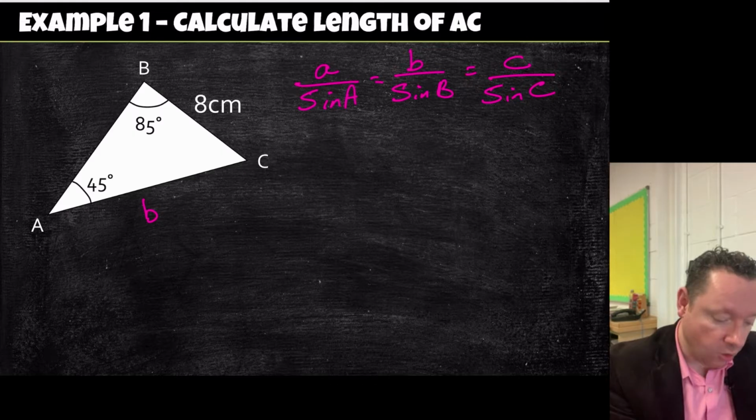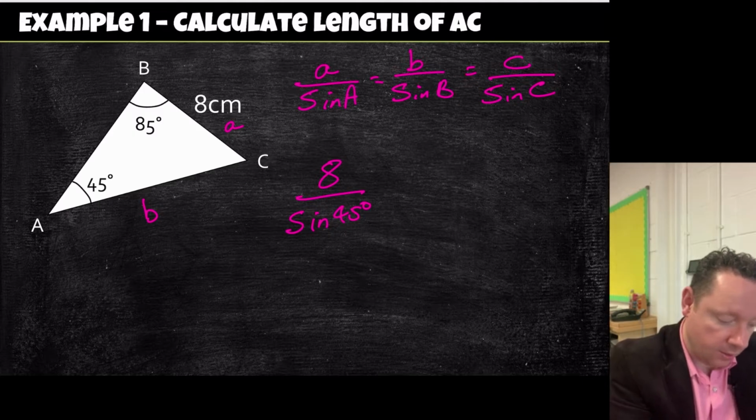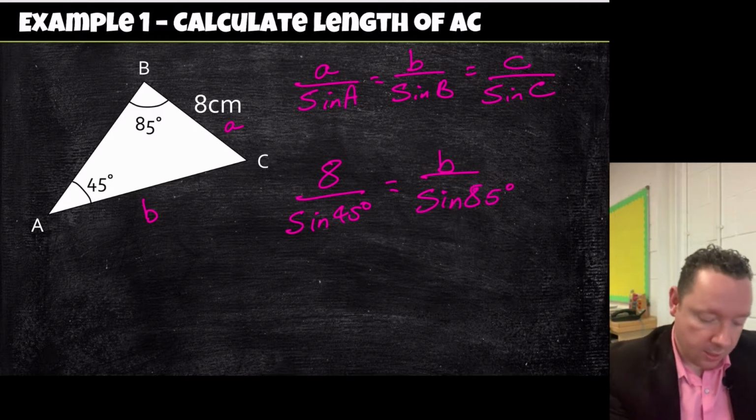But we look for pairs. So we've got a and A, so they go together. I can just substitute in, I've got 8 centimetres for my little a over the sine of the angle, which is 45. This pair goes together, and this pair goes together, which is b over sine 85. Obviously I've not got c, so I just don't write that one down. It's always 2 pairs, even though the formula has 3 pairs.